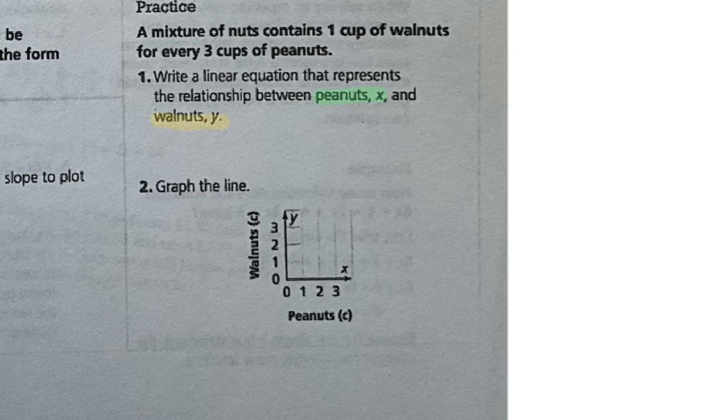So, I think the way I would go about it actually is to think of the graph. Whenever walnuts are at 1, peanuts will be at 3. So it's the case that that point should exist on the graph. And this is a proportional relationship. So the line would go from the origin like that.